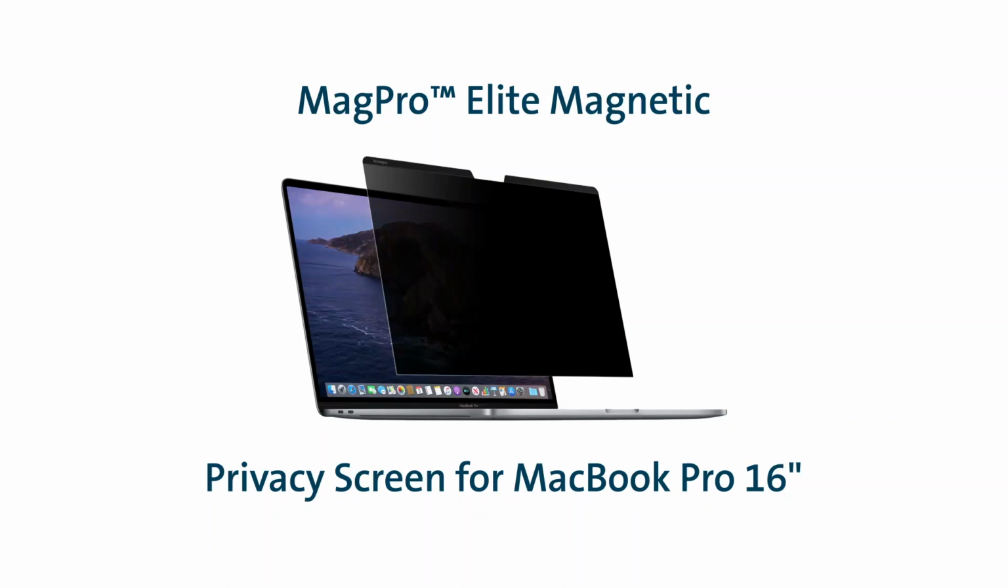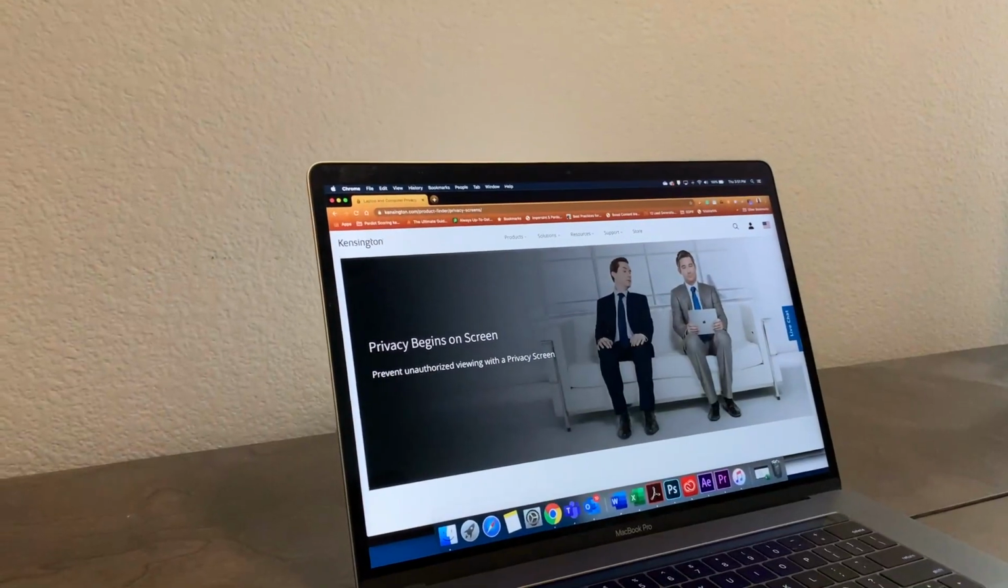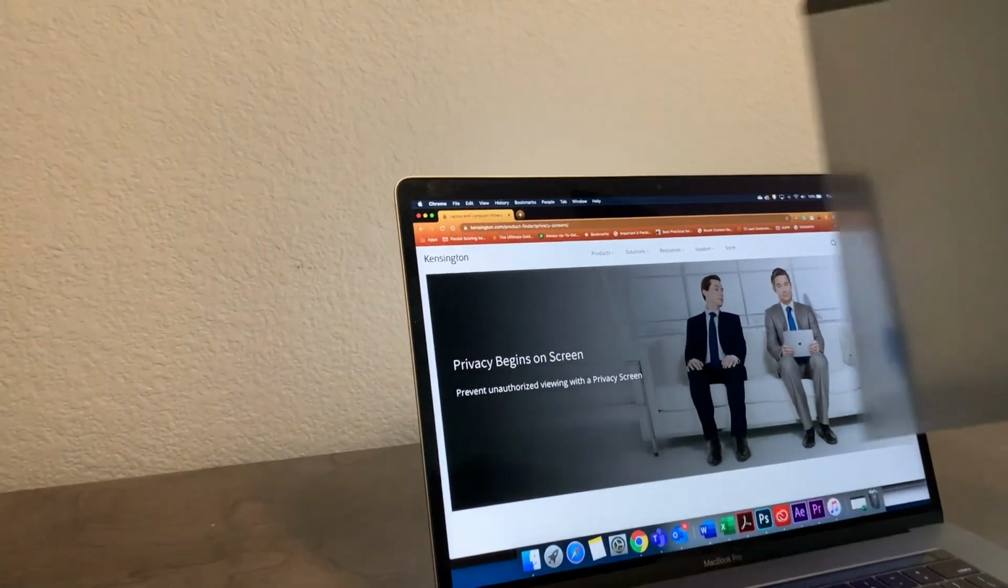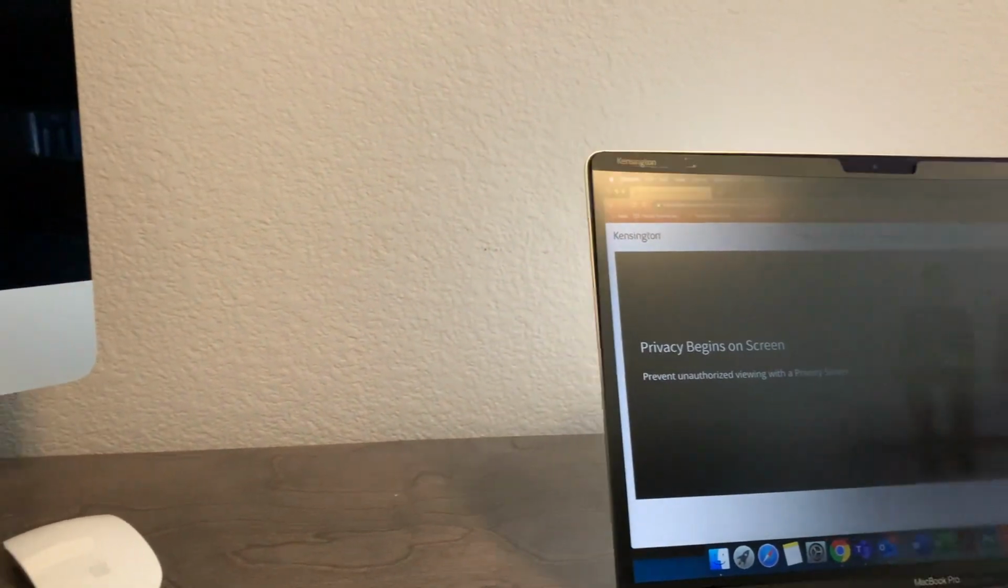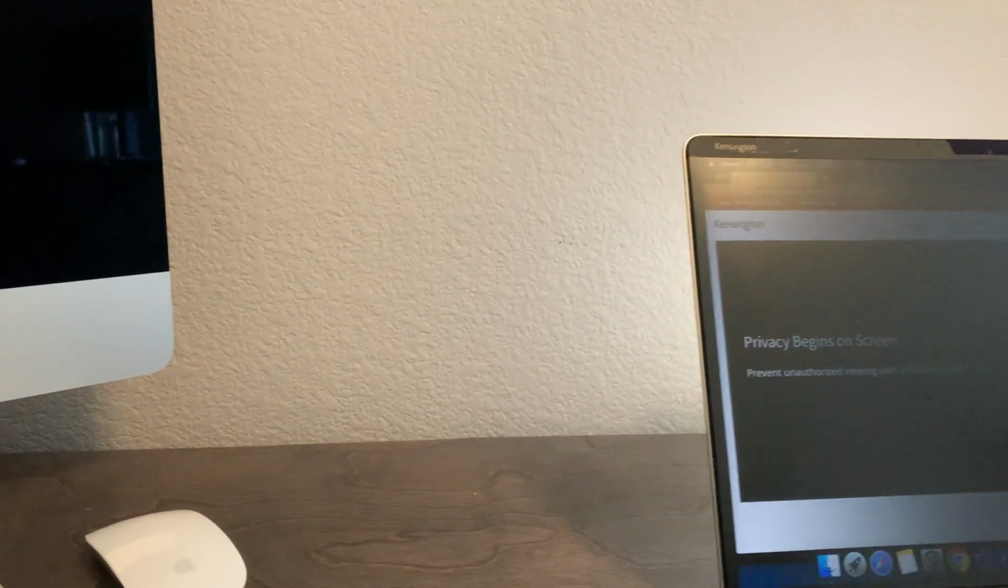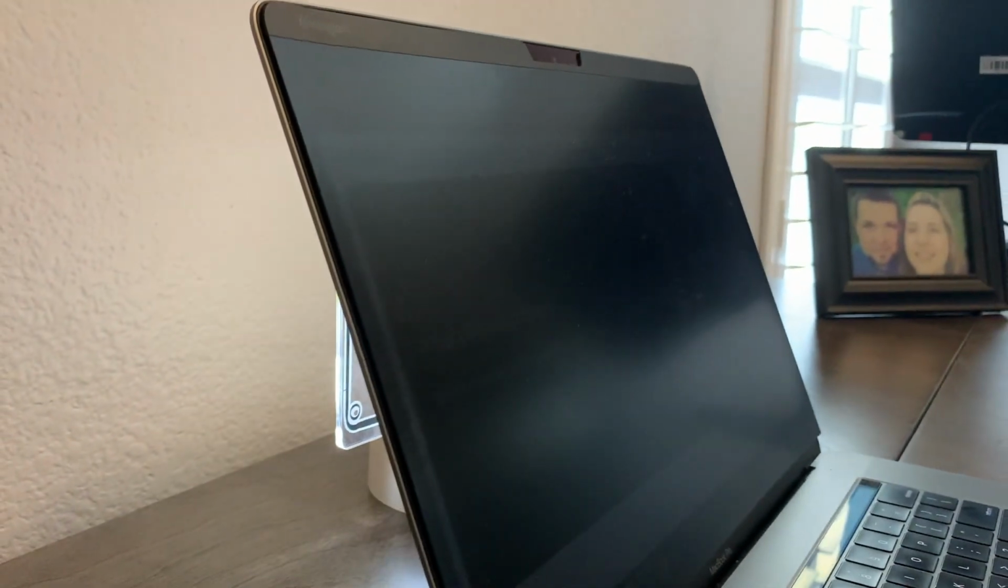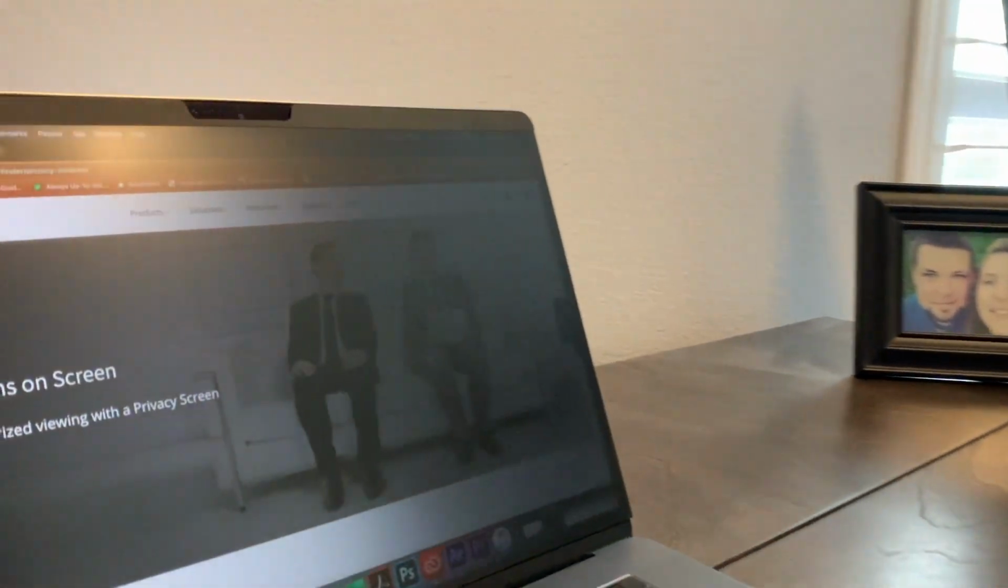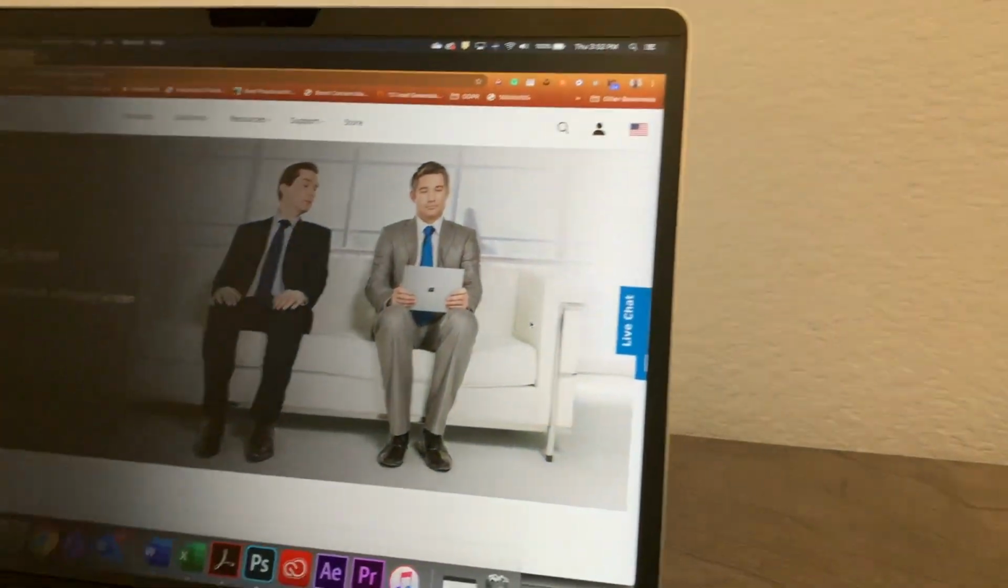Today I want to talk to you about one of my favorite products. The beauty of this product is in the simplicity. The MagPro, as the name suggests, uses magnets to attach to the metal body of the MacBook, which is very convenient. As you can see, with the screen protector on, the field of vision is greatly narrowed, basically showing a dark screen to would-be shoulder surfers.